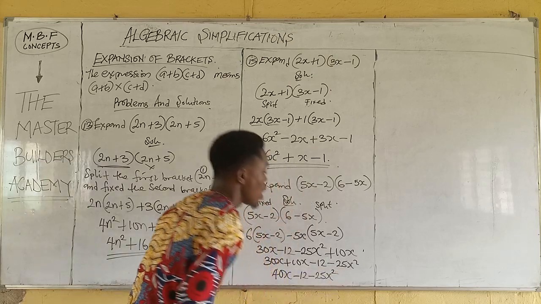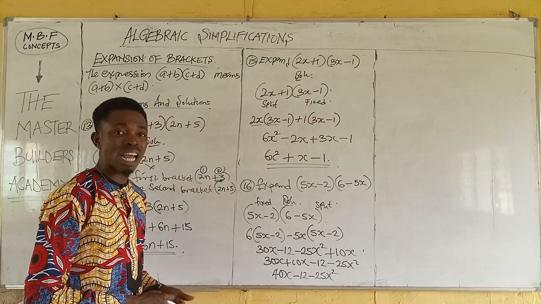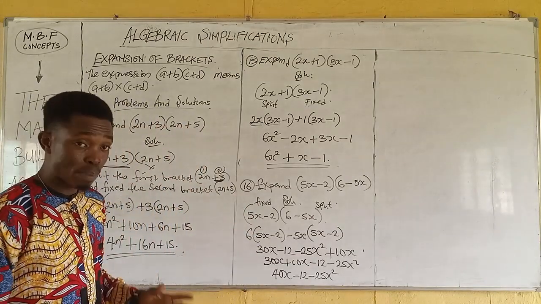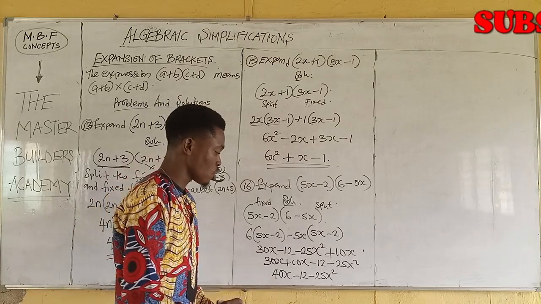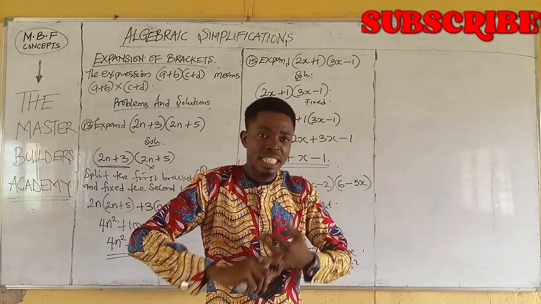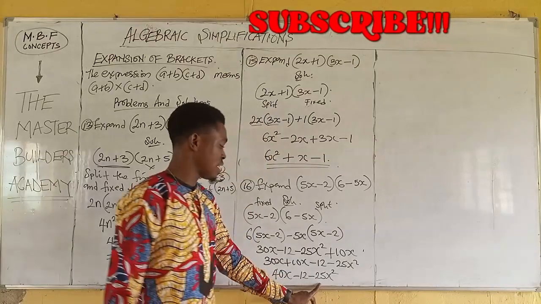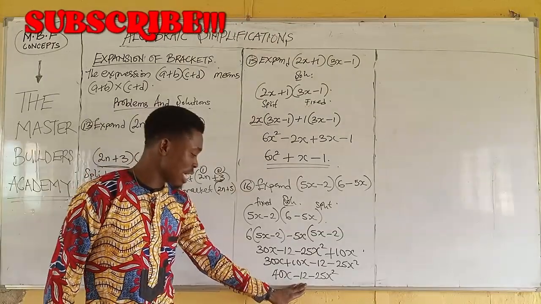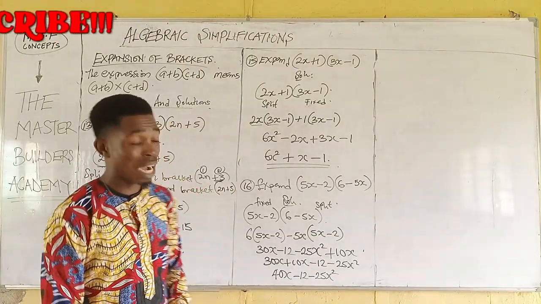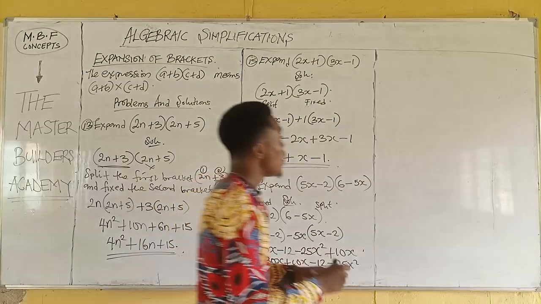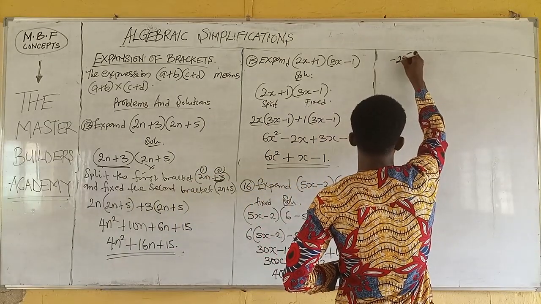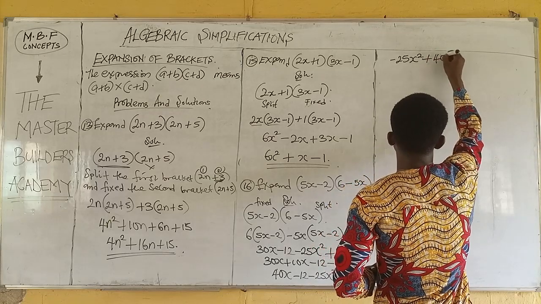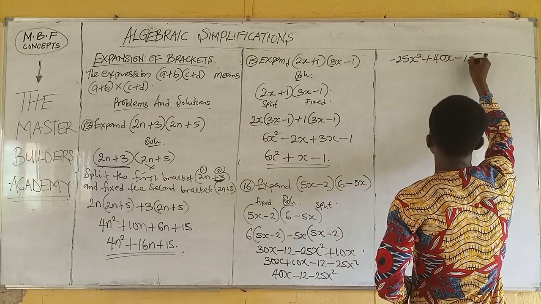25x squared. Guys, we will not leave our answer like this because this is not well arranged. So we need to rearrange this question to be in the order of degree of the power of x. So we are going to have this first, followed by this, and followed by the constant. Or start with the constant, then followed by the x raised to power 1, then followed by x raised to power 2. So finally, we are going to have this as minus 25x squared plus 40x minus 12.